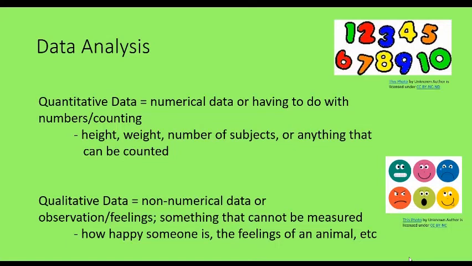Qualitative data is going to be non-numerical data. Okay, these are things that cannot be quantified, cannot be counted, and cannot be fully measured. These are going to be observations, feelings. Okay, if you are watching an animal in the field, what did that animal do? You're writing down observations. Okay, but quantitative is numbers, qualitative is no numbers.